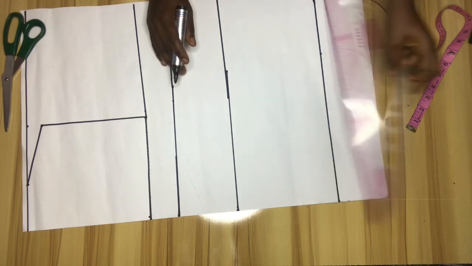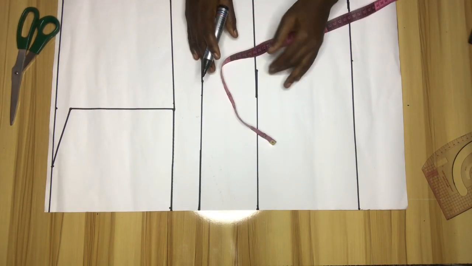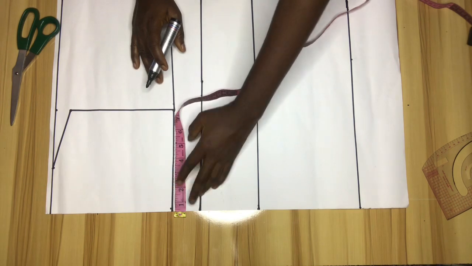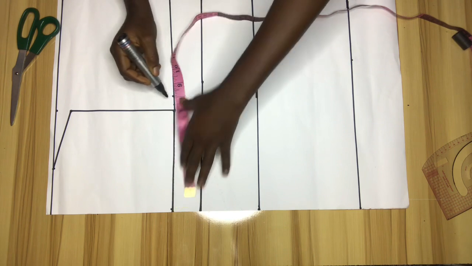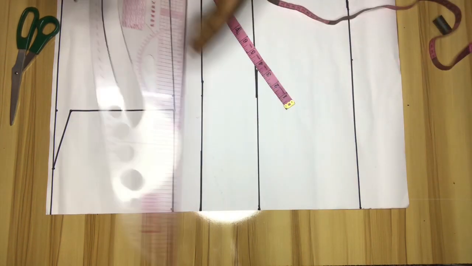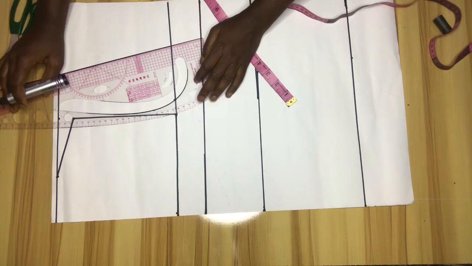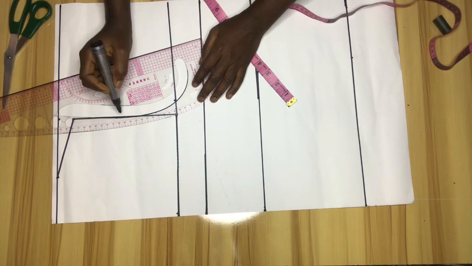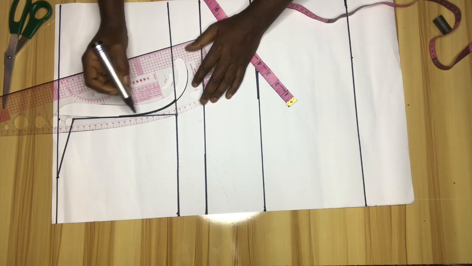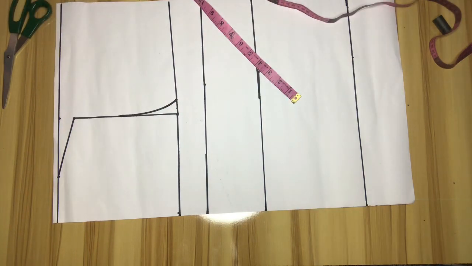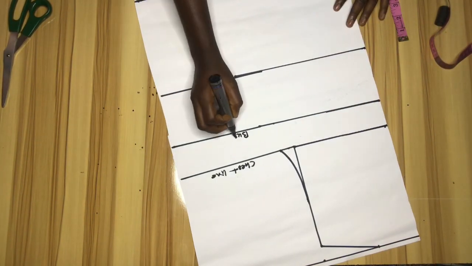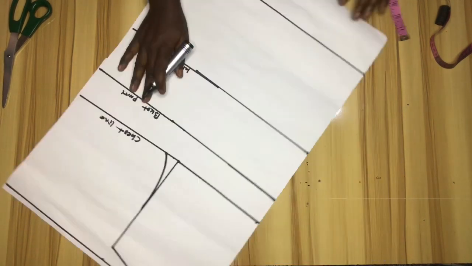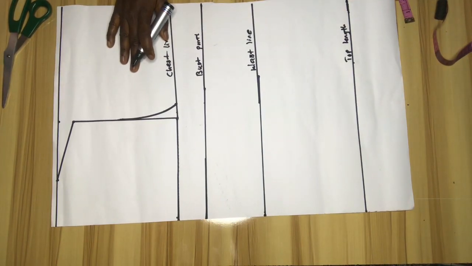So guys, after that, the next thing I'm going to do is to mark my bust measurements divided by 4 on the chest line, which is 32 divided by 4, which is 8 inches. Then I will go ahead to draw up my back armhole. After that, the next thing I'm going to do is to label the lines. The first is the chest line, bust point, waistline, and then top length.